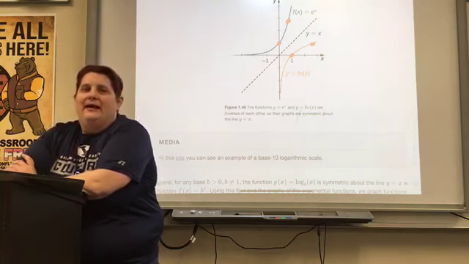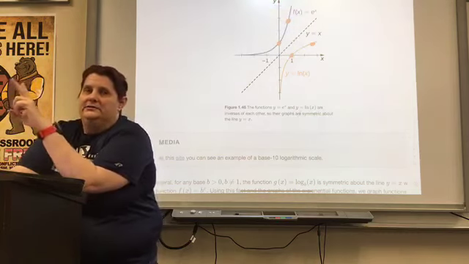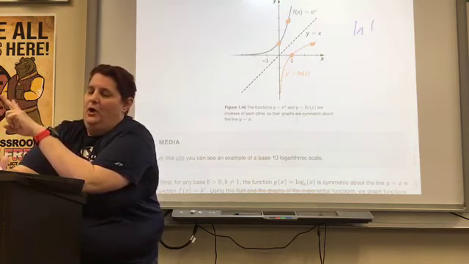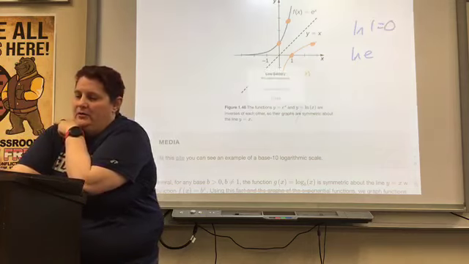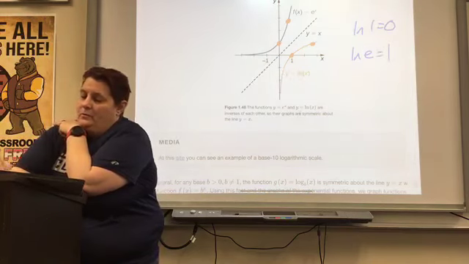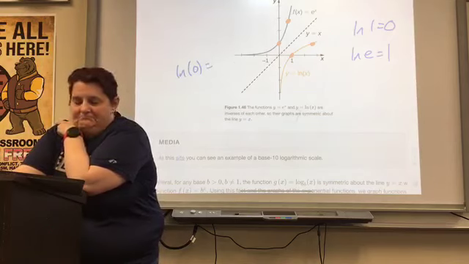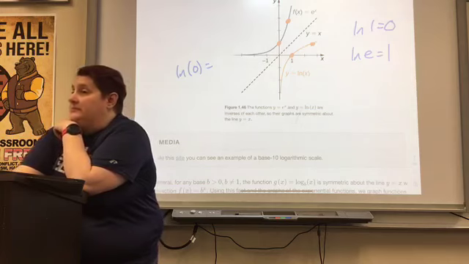When I talk to you about ln, there are always two ln's that you have to know. You will never leave an answer with ln 1 or ln e. Why? What's the ln of 1? 0. What's the ln of e? 1. What is the ln of 0? It doesn't exist. And you can't take ln of negative numbers either.